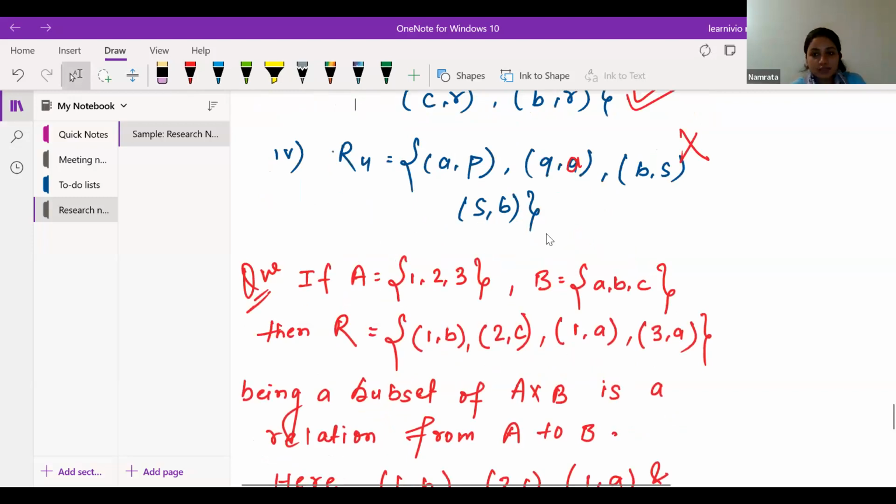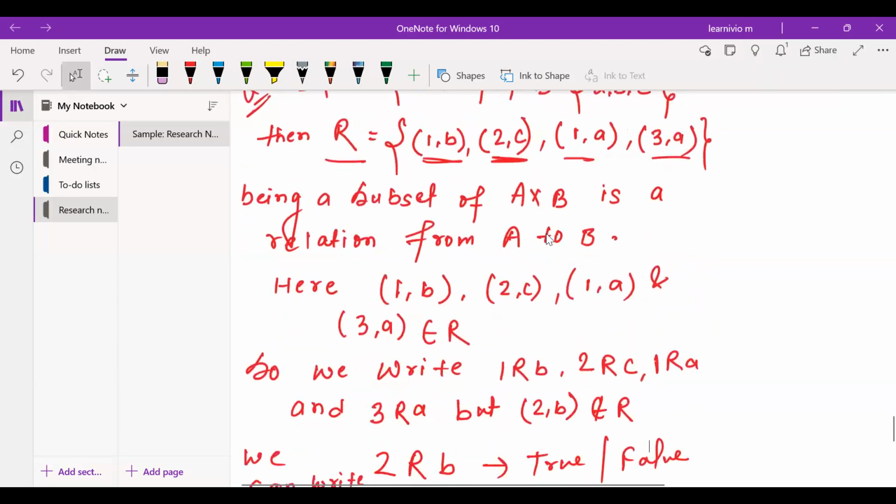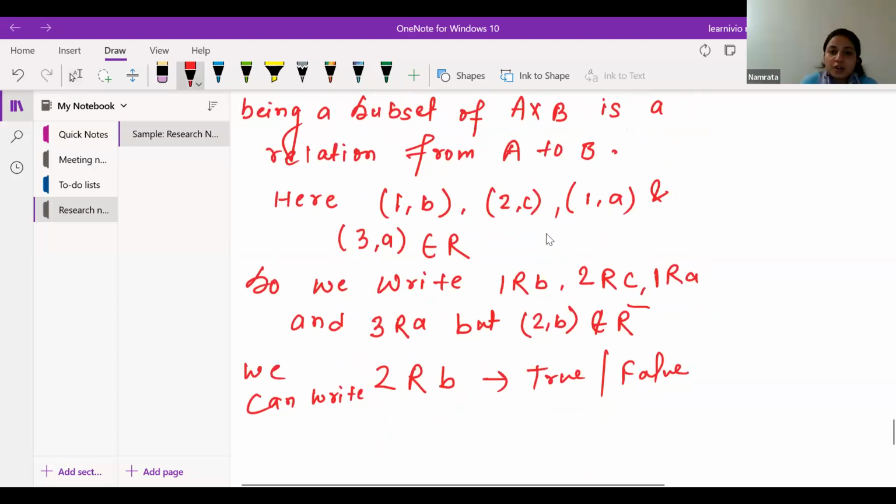If A and B are given, the relation is also given. Now for each and every element of the given relation, we can take any element of the set and say this element belongs to this set, right? That we have done in the set chapter. So we can say 1b belongs to R. We can say 2c belongs to R. 1a belongs to R. 3a belongs to R, right? Yes, ma'am. Here it says that 2b doesn't belong to R. So can we say 2 is in relation with b? Yes or no?